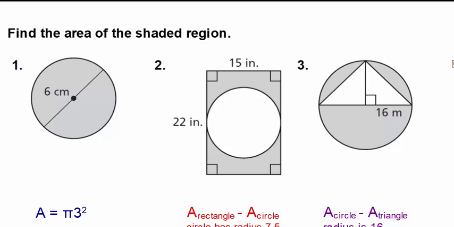Okay, we want to start with how do we find the area of the shape we're interested in. In the first one, pi r squared, it's just a circle. In the second one, I need to come up with the area of the rectangle and subtract the white space, which is the area of the circle. In the third one, I have to find the area of the circle and subtract the area of the triangle.